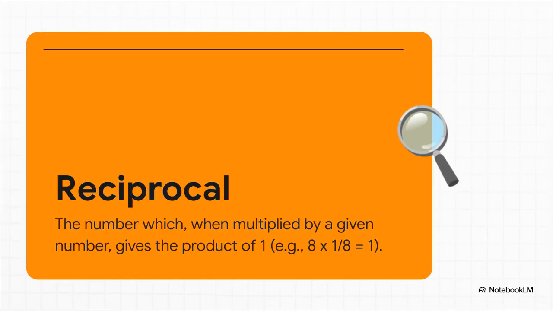Now, since I just threw that word reciprocal out there, let's make sure we're on the same page. A reciprocal is just the number you multiply something by to get a result of 1. So the reciprocal of 8 is just 1/8. For a fraction, it's even easier. You just flip it upside down. So 2/3 becomes 3/2. This is a pretty key idea in the lesson plan, and, spoiler alert, we're going to need it for the final challenge.